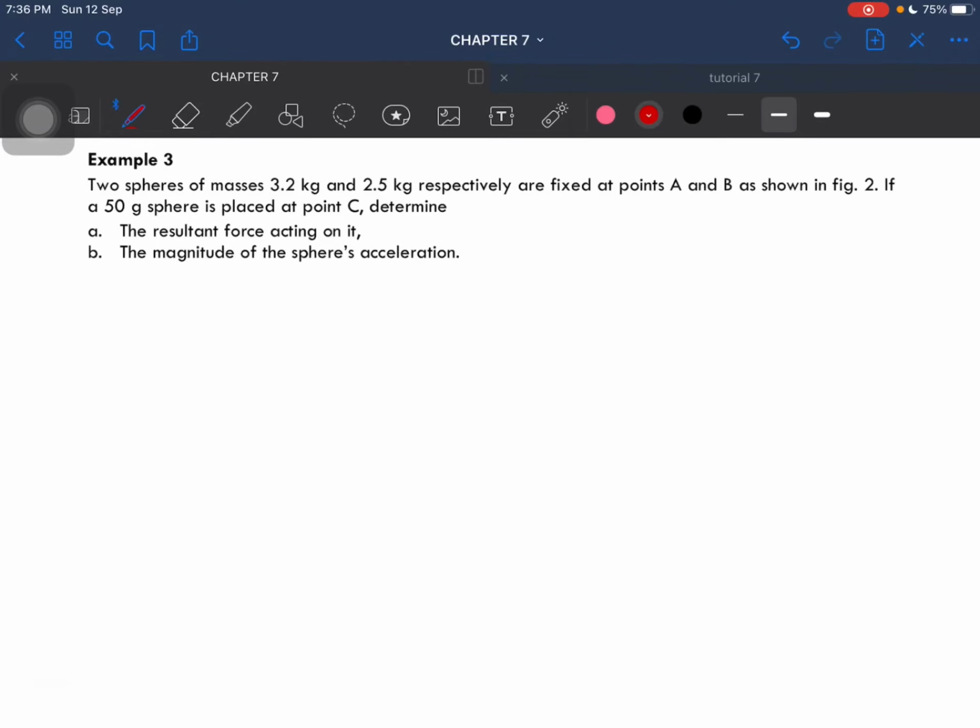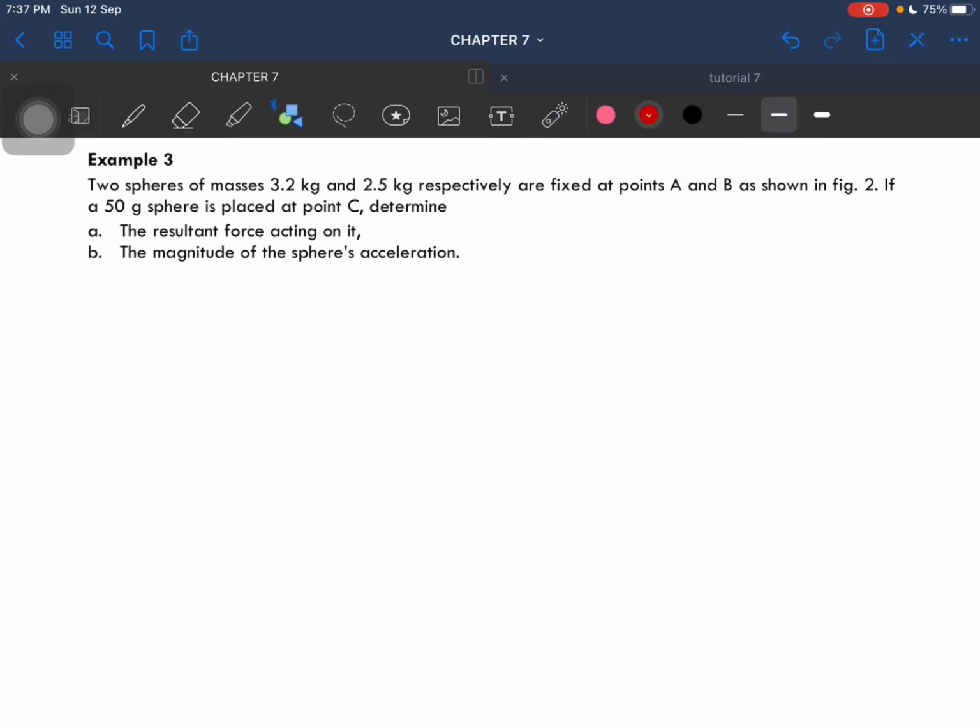Alright, let's do example number 3. There are two spheres of masses 3.2 kilogram and 2.5 kilogram fixed at points A and B as shown in figure 2, which I haven't actually added. I forgot to include the figure, but I'll include it in your lecture notes later when I've uploaded it. If a 50 gram sphere is placed at point C, determine the resultant force acting on it and the magnitude of the sphere's acceleration.